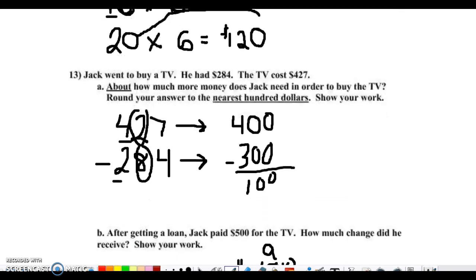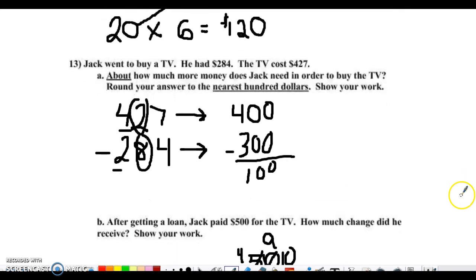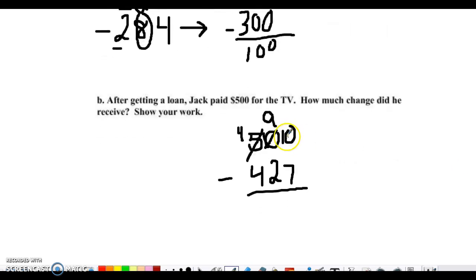In a similar fashion, Jack and his television, we can round that as well. We're trying to round it to the nearest $100, which in this case, if he only has $284, you can round that up to $300. And the TV cost $427, you can round that down to $400. He's about $100 short. However, what happens is if he gets a loan for $500 and he pays it off using that loan, you round that to 500, which we already had, and 427 to see what we would get. Well, you have to borrow here, which means 10 minus 7 is 3, and 9 minus 2 is 7, which means he would get about $73 left over.